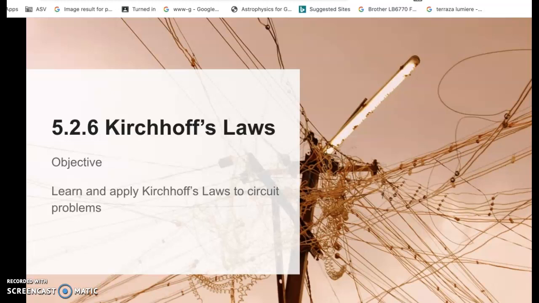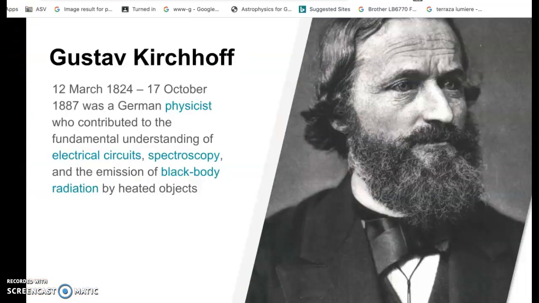In today's lesson, we're going to be learning and applying Kirchhoff's laws to circuit problems. Gustav Kirchhoff, if that's how you pronounce it, was a very prolific German physicist who was around 1824 to 1887, who contributed to understandings of electric circuits, but more importantly, spectroscopy and something called black body radiation, which we will look at in topic 8. But generally, we're just going to look at the work that he did in electrical circuits.